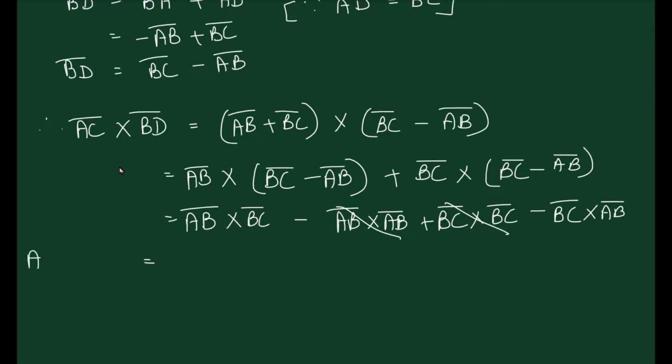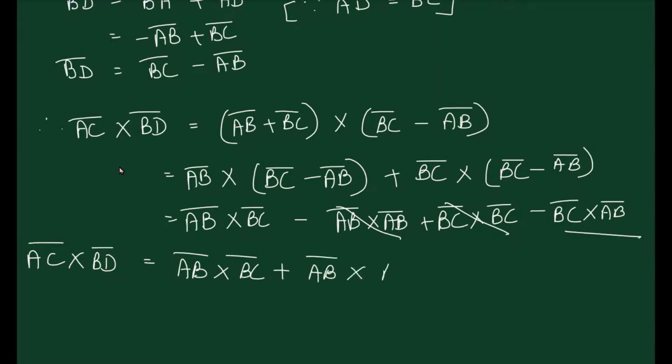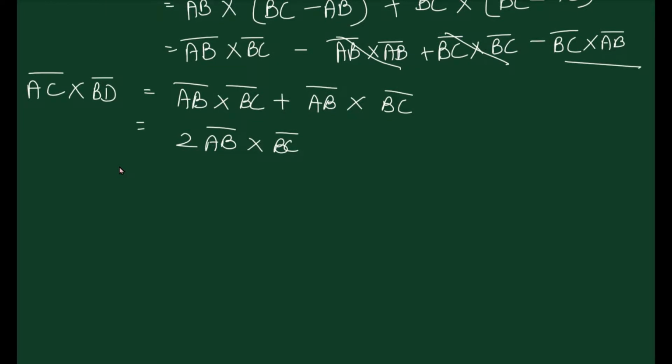So we get AC cross BD is equal to AB cross BC, and now minus BC cross AB can be written as plus AB cross BC, and therefore we get 2 AB cross BC. Now this 2 can be taken on the other side, and therefore we have AB cross BC is equal to half AC cross BD.